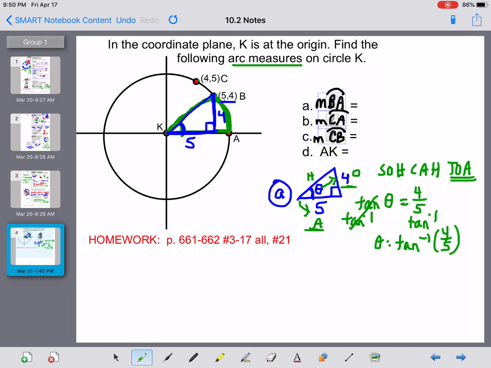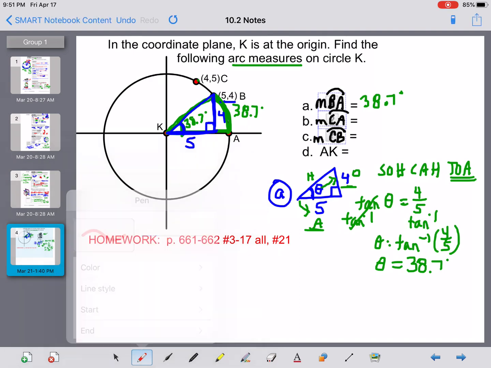So I hit inverse tangent of 4/5, and my handy dandy calculator says that my theta should equal 38.7 degrees. All right, so that's my B here, 38.7 degrees. I'm sorry, that's A. So this green arc right here is 38.7 degrees. So drawing that triangle using a little trig work from back in chapter 7 helped us find that angle, because remember, if this angle here is 38.7, my central angle, then my arc is also that.